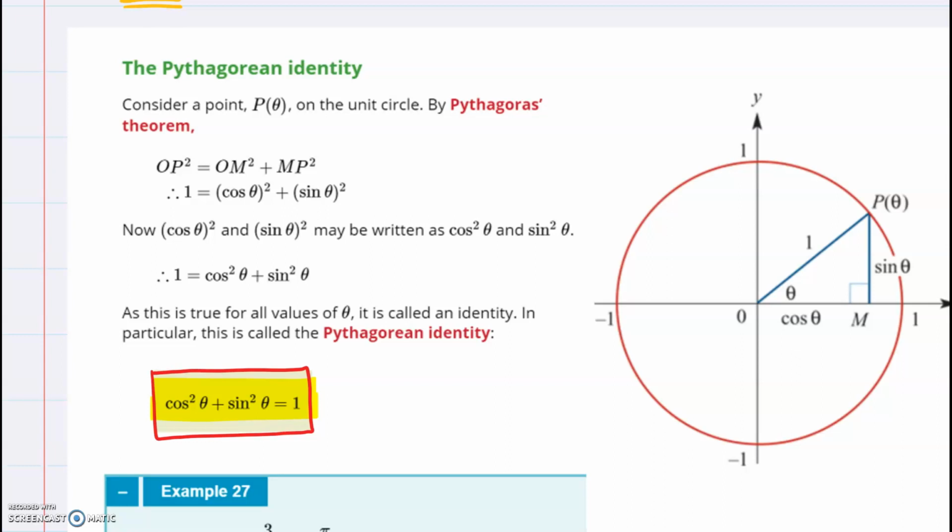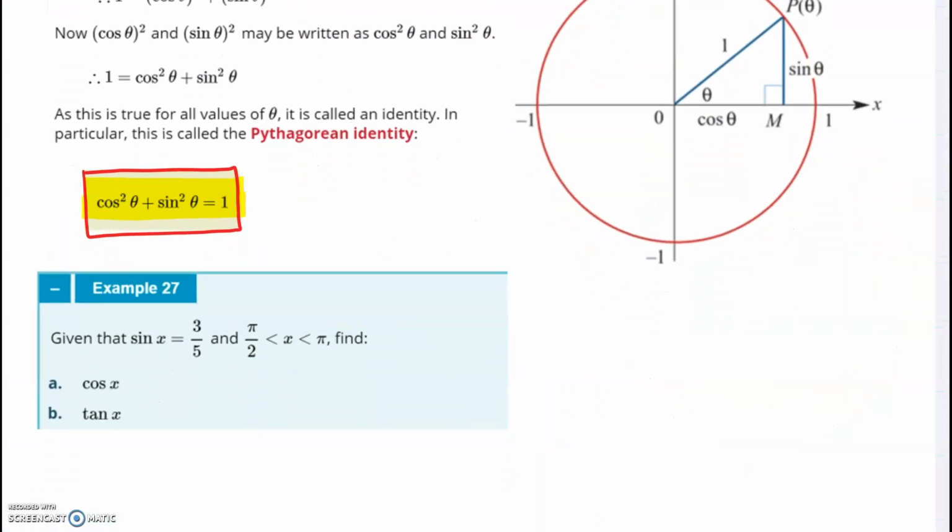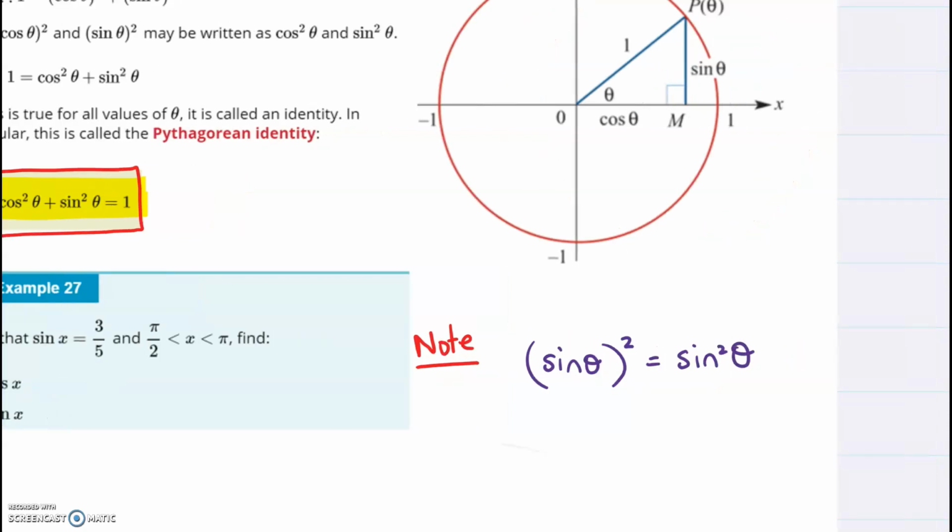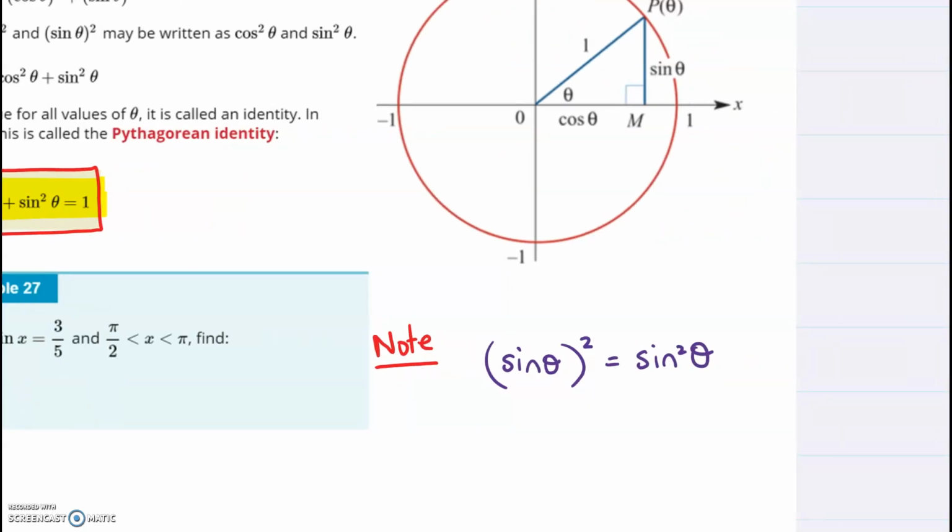The only thing I want you to make a note of, and I'm just going to put this at the side and maybe you could copy this down, is that if you have sine theta all squared, we write it as sine squared theta. We usually put the little squared in there. If the whole thing is being squared, it is not equal to sine of an angle squared. That's very different. You would need to have it in a bracket.